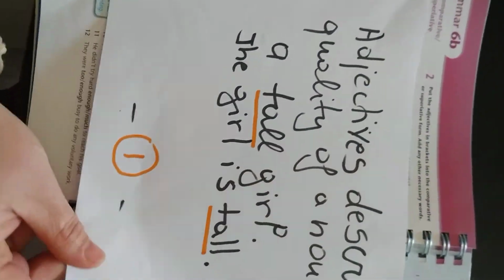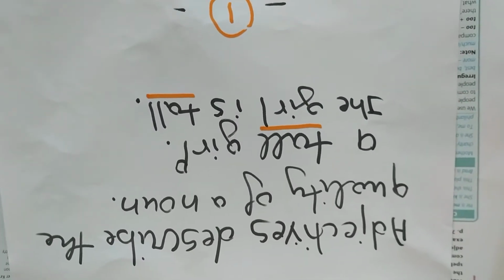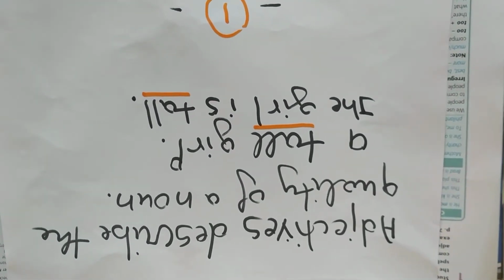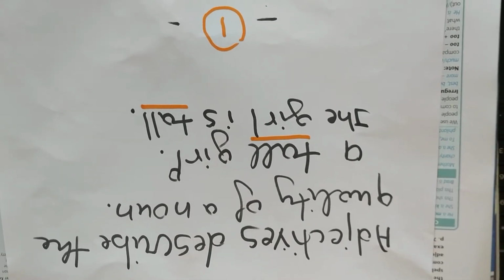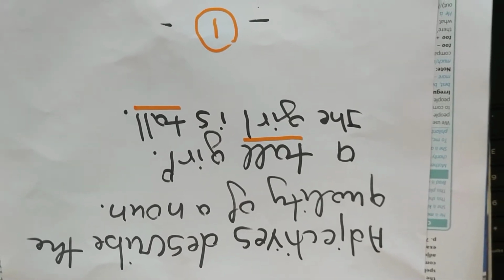I'm Miss Aulona Becho, and the second topic for today is the comparative and the superlative of adjectives. Let's now study the rules of the degrees of adjectives. What are adjectives? Adjectives describe the quality of a noun. They come before a noun or after the verb to be. A tall girl, the girl is tall.